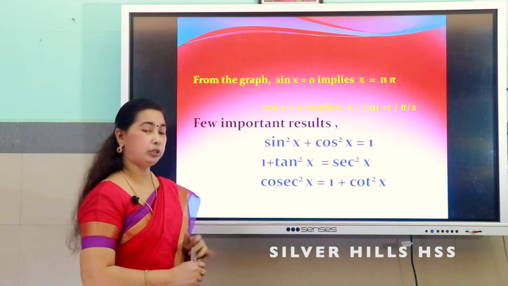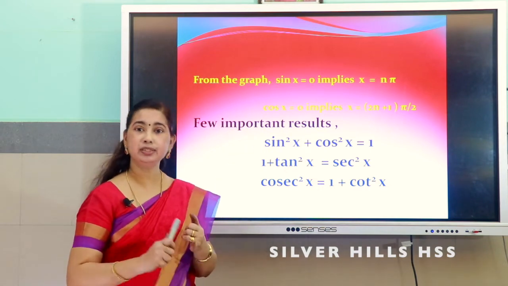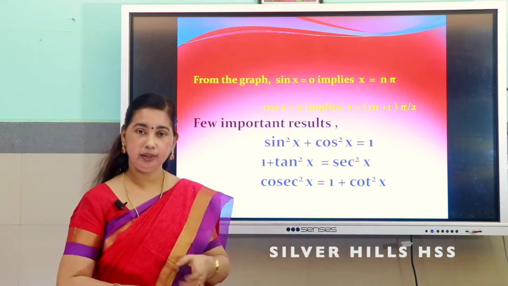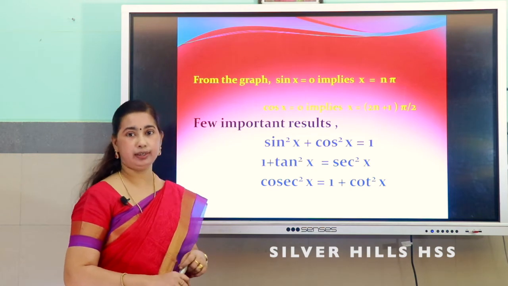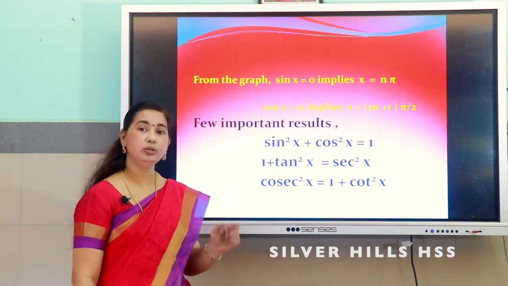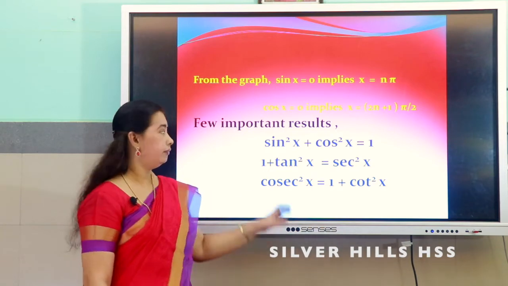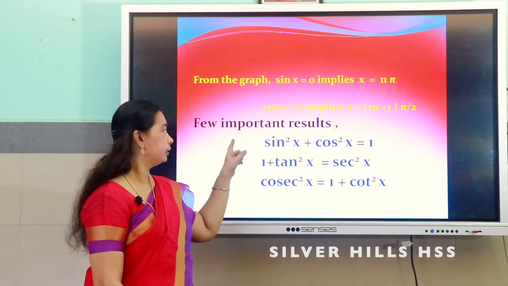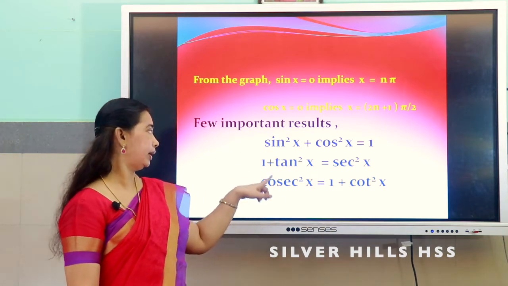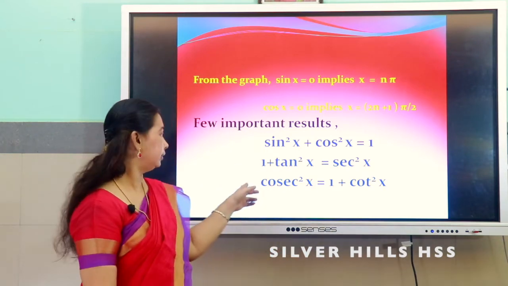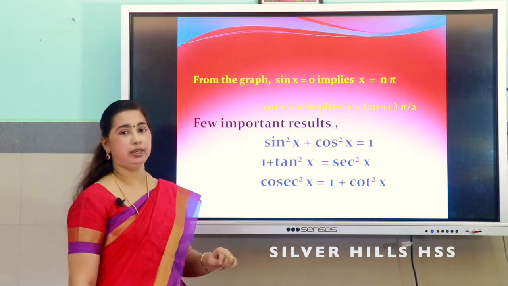Then few of the important results. First result, sin square x plus cos square x equal to 1. Second one, 1 plus tan square x equal to sec square x. And third one, cosec square x equal to 1 plus cot square x. Very important identities. Sin square x plus cos square x equal to 1, 1 plus tan square x equal to sec square x, and the third one is cosec square x equal to 1 plus cot square x.